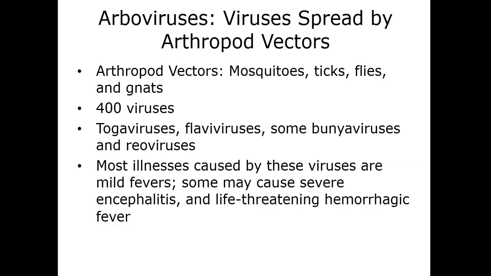We have things like the togaviruses, the flaviviruses, some of the Bunyaviruses, and the reoviruses all falling into this particular group. Most of these illnesses cause mild fevers. Some can cause encephalitis, and there are a handful that are able to cause hemorrhagic fevers. We'll talk about yellow fever today, which is one of the most common hemorrhagic fevers that we know of. Again, all of these are enveloped, single-stranded RNA viruses.